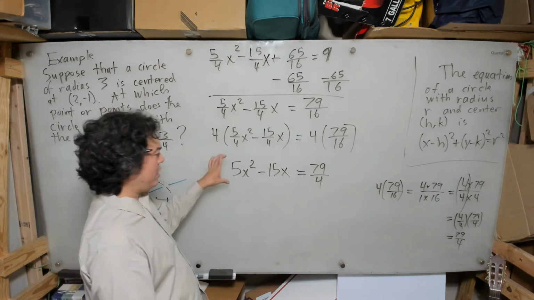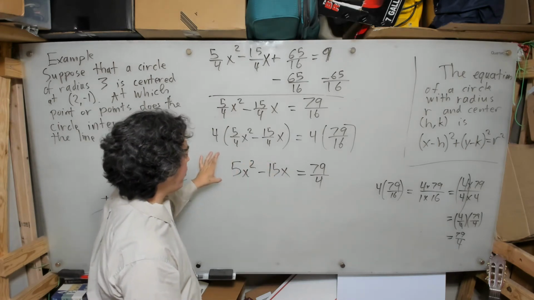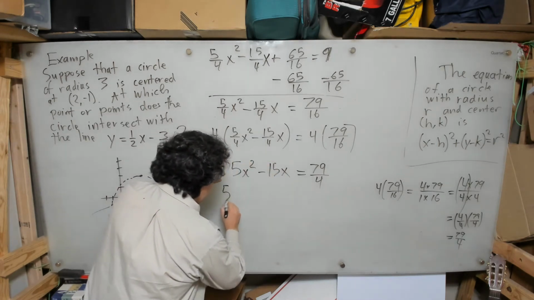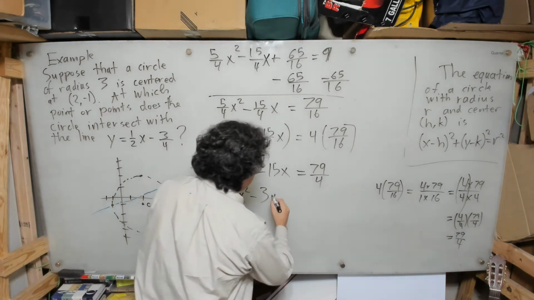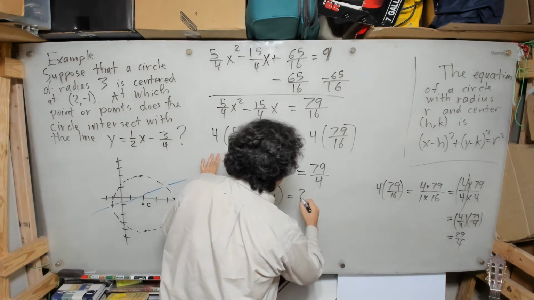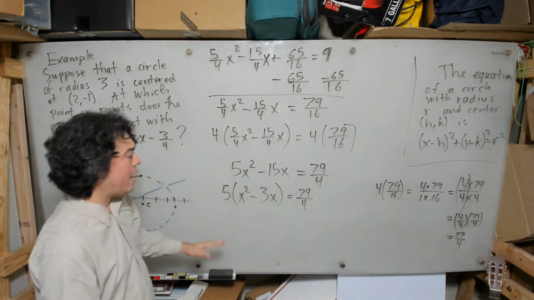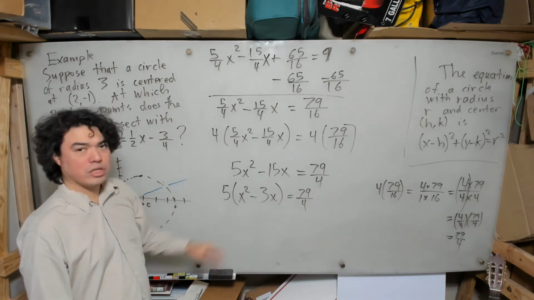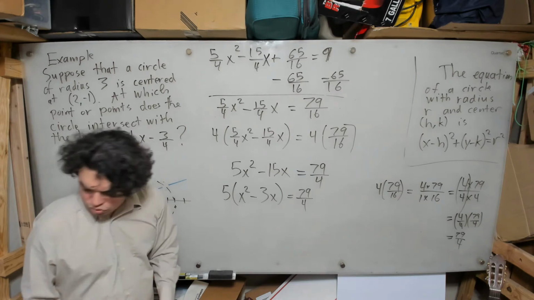Because now this is a lot cleaner. I'm going to pull out a 5 here, so this is going to become 5, open parentheses, x squared minus 3x, equals 79 over 4. And now I'm in a position to use completing the square on this equation. So let's do that.